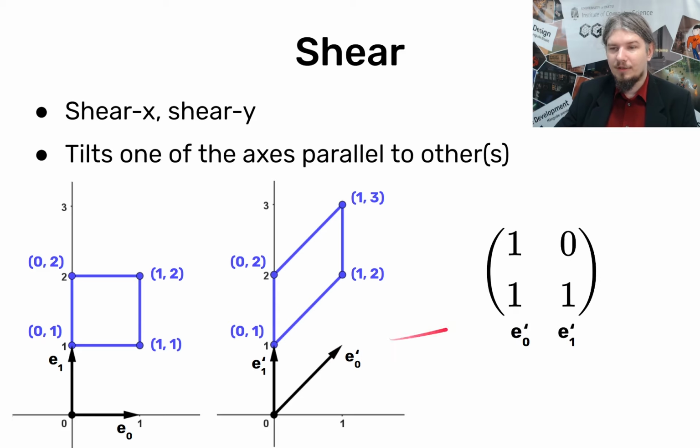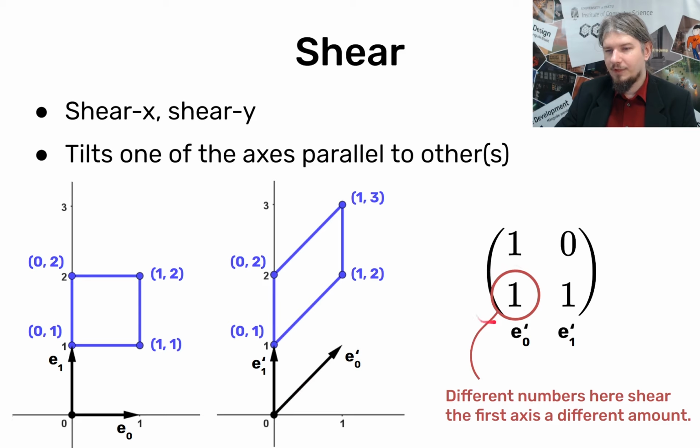Of course, we can read out the matrix from this transformed basis again. So it's 1, 1, because the first basis vector is now at coordinates 1, 1, and 0, 1, because the second basis vector stayed the same. And notice that if we put different numbers down here, then this affects the amount by which we shear. So for example, if we put 2 here, then this vector would be 1, 2. So it would go up here, and this parallelogram would be even further skewed or sheared along the y-axis.